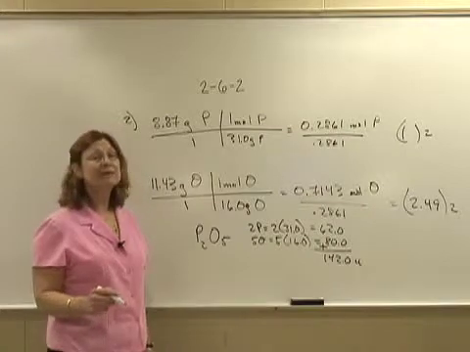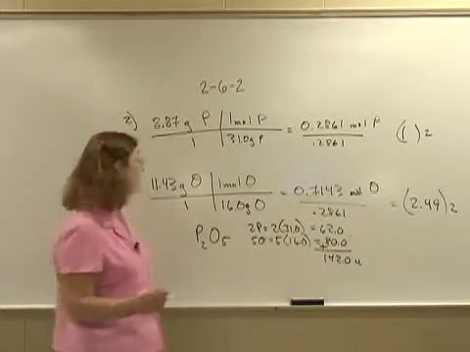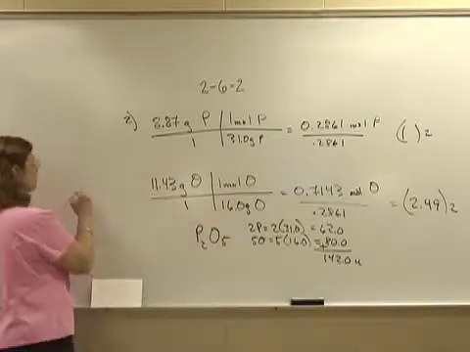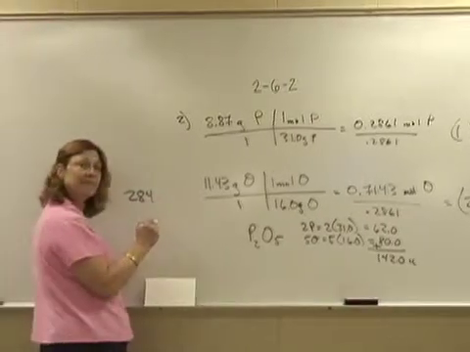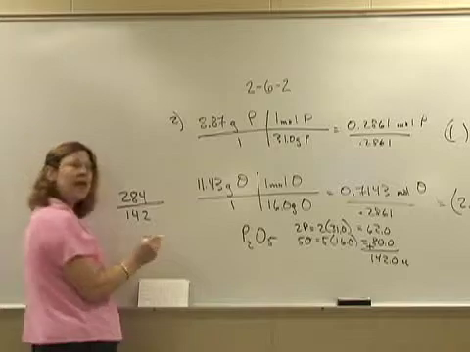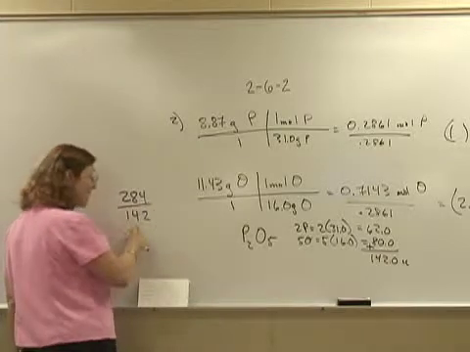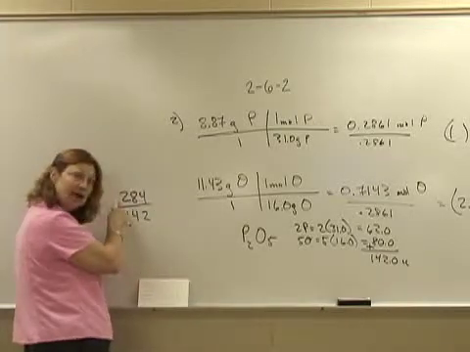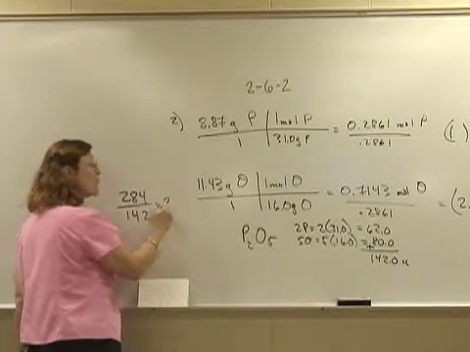Now, we're always given the molecular mass, and that was given in the problem. The molecular mass was 284, and my empirical mass is 142. And when I divide the empirical mass into the molecular mass, it goes twice.